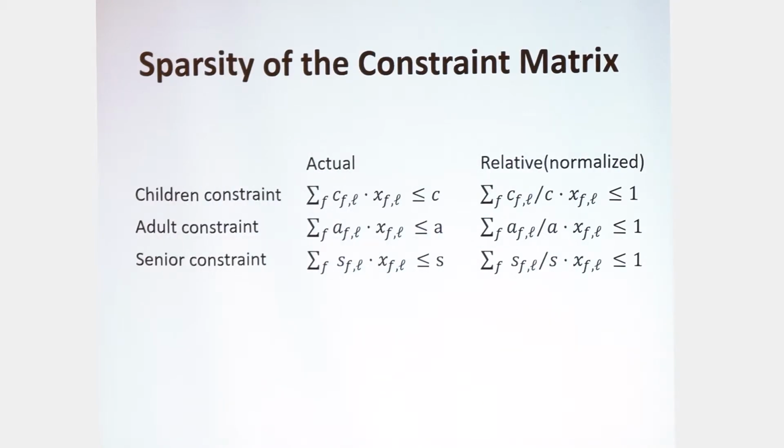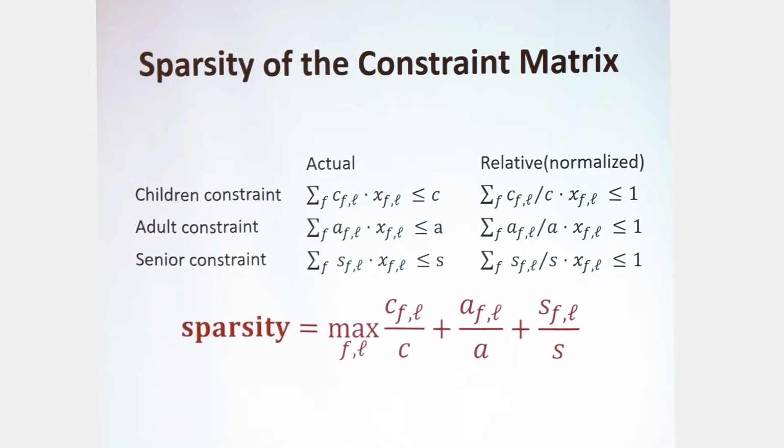Okay? So what is the sparsity of the constraint matrix? If you look here, we have a set of constraints for the locality. Okay? And this is the constraint matrix. And we normalize it so that the capacity in each dimension is 1. Okay? So we get a relative constraint matrix. And the sparsity of the constraint matrix is defined to be the maximum column sum of the relative constraint matrix.